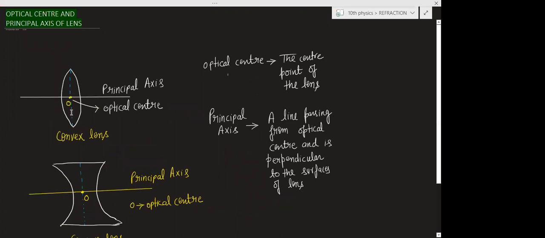So for a convex lens, the center point of the lens is the optical center. Like in case of mirror, we have pole. The center of the mirror is pole. Here in lenses, the center of lens is optical center, and a line which is passing from this optical center and perpendicular to the surface is principal axis.